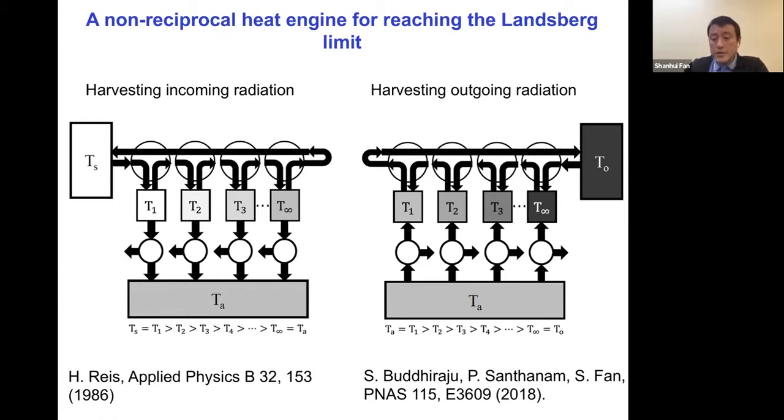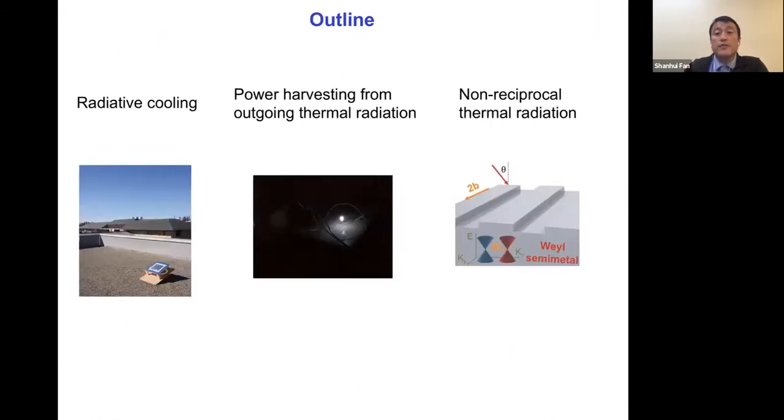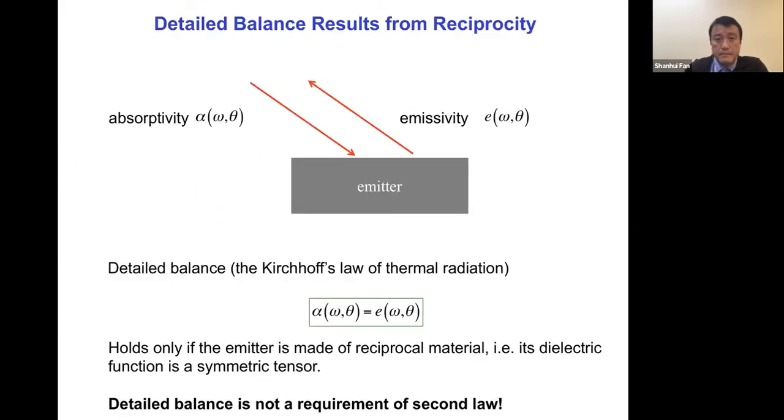So this construction here naturally leads to the fundamental interest in understanding the breaking of non-reciprocity in thermal radiation, and this is the third part of my talk. In standard textbooks on thermal radiation, it is known that there's the Kirchhoff law, which relates the absorptivity and emissivity in a frequency by frequency and angle by angle fashion. It is important to point out, however, that the Kirchhoff law applies only to reciprocal materials, those materials with a dielectric function that's a symmetric tensor, and is in fact not a requirement of the second law of thermodynamics.